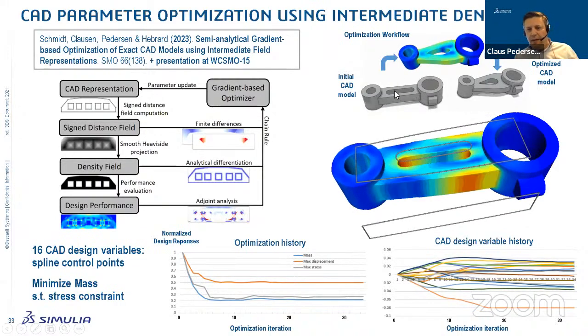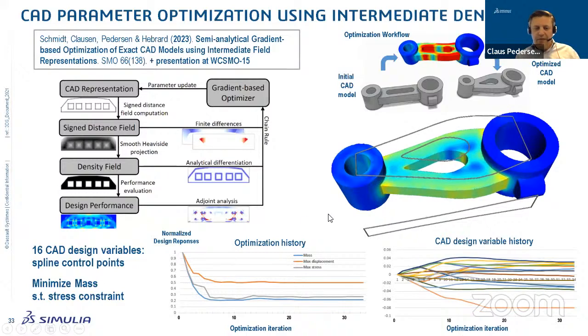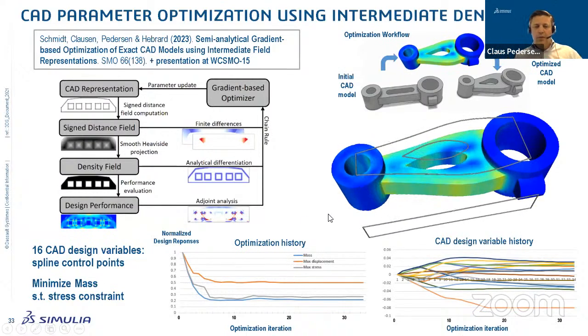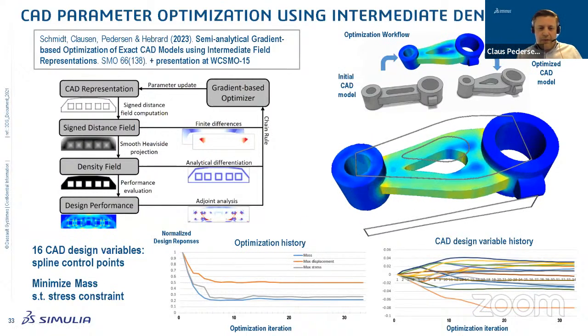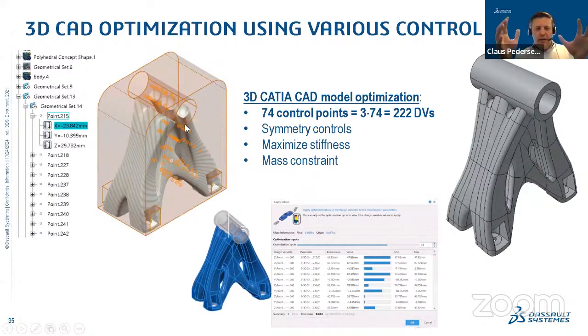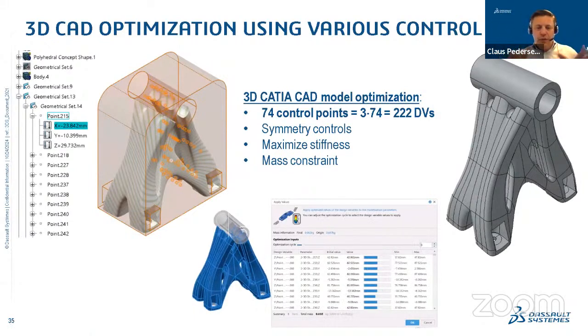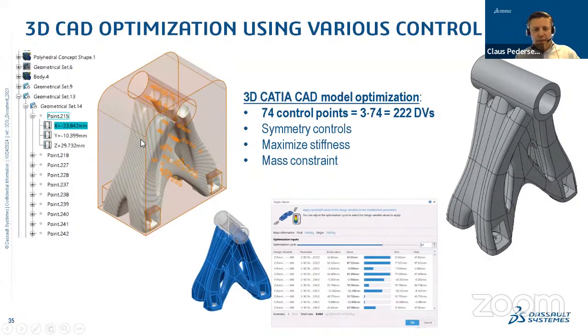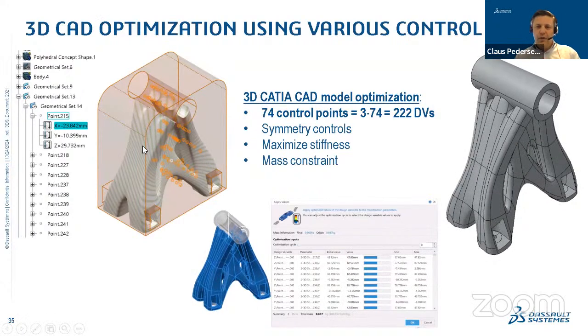So we have our initial CAD model and optimized one. Here we have 16 design variables for the CAD model, but we're already using the densities in the background. Maybe it's a little easier to imagine with this bracket here. What you see in the red one is what you're used to seeing in topology optimization. Here we have all our densities, so everything outside is 0, inside is solid, and then the CAD model can move.